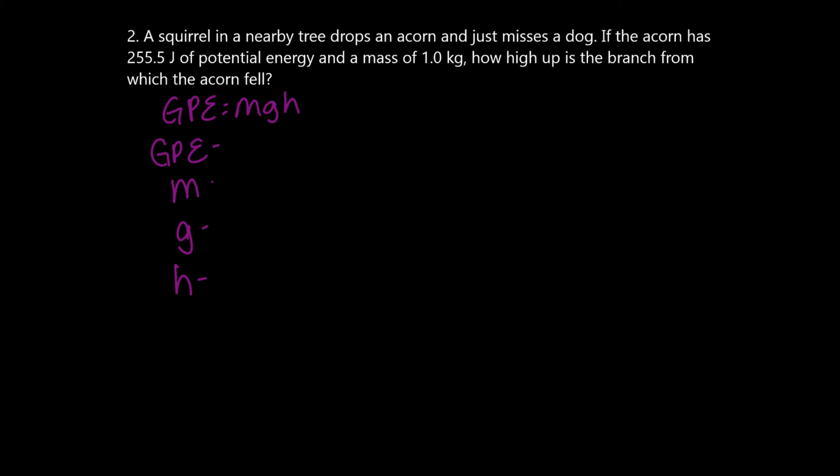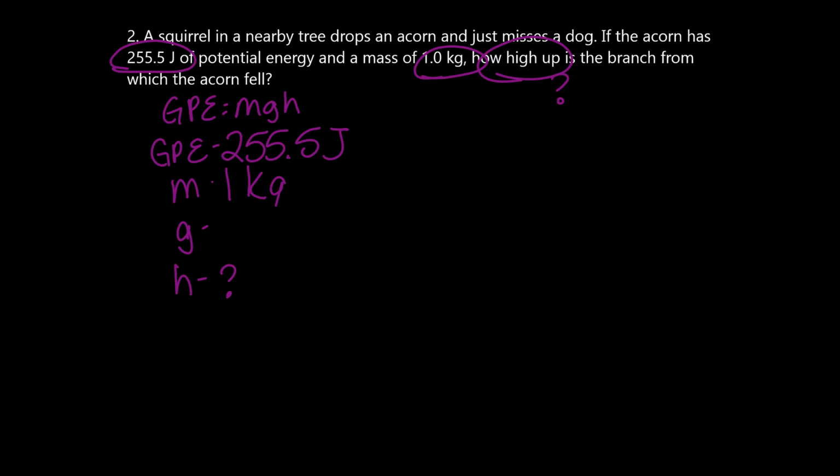Now we're going to go back and reread the question. A squirrel in a nearby tree drops an acorn that just misses a dog. If the acorn has 255.5 joules of potential energy and a mass of 1 kilogram, how high up is the branch? So we need to figure out how high up. So the height gets the question mark.